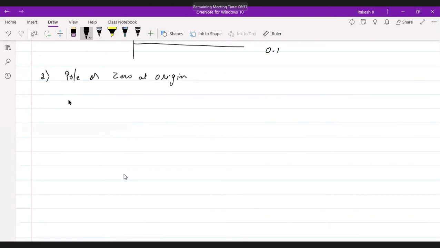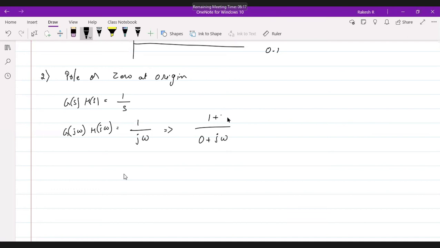Now, if I take a pole, that is G of S into H of S equal to 1 by S, the pole at origin. Now what you need to do is substitute S equal to j omega. This becomes G of j omega and H of j omega, that is 1 divided by j omega. So this I'll write as 1 divided by 0 plus j omega here.